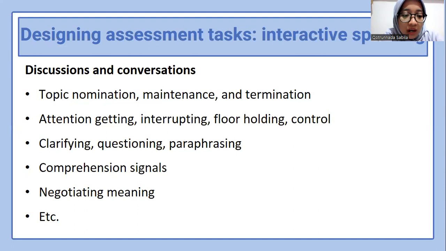And then discussions and conversation. Discussion may be especially appropriate as a task through which to elicit and observe such abilities as topic nomination, maintenance, and termination, attention getting, interrupting, floor holding and control, clarifying, questioning, and paraphrasing, comprehension signals like nodding, and negotiating meaning, and more.